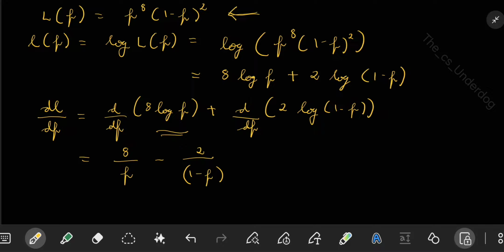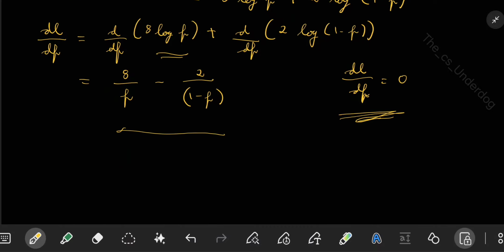What is the next step? I want to equate dl by dp to 0 so as to find the parameter theta. So theta is p here. I want to find the value of p. For that, I am going to equate it to 0 and try to find the value of p. So if I equate this to 0, what happens? 8 by p is equal to 2 by 1 minus p. I am equating this to 0 and solving, okay? Then it will be 8 by p is equal to 2 by 1 minus p.